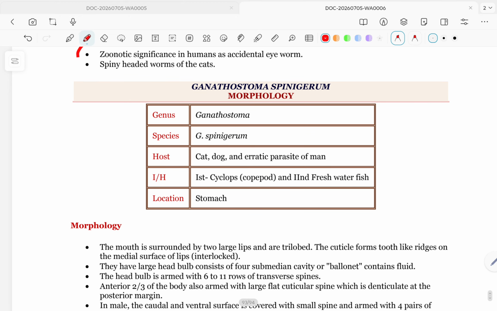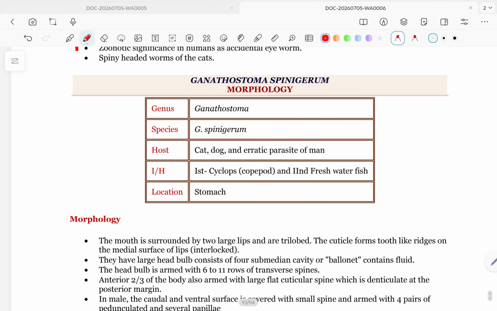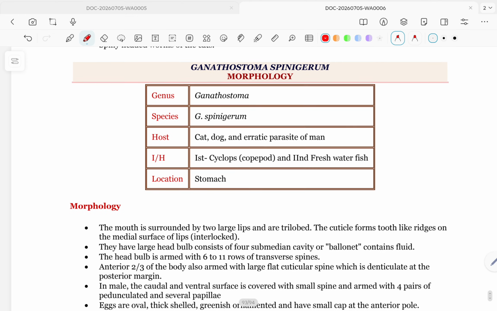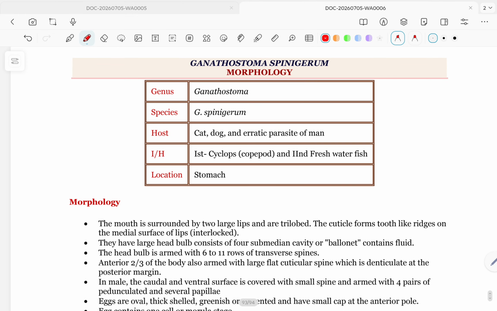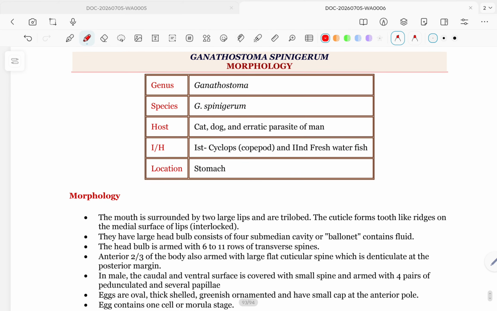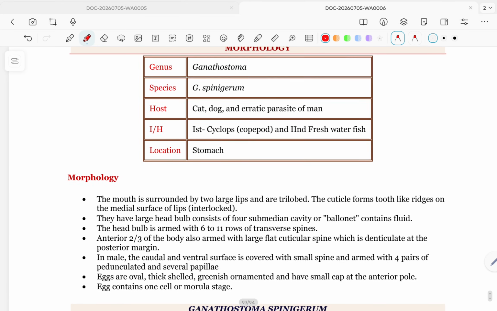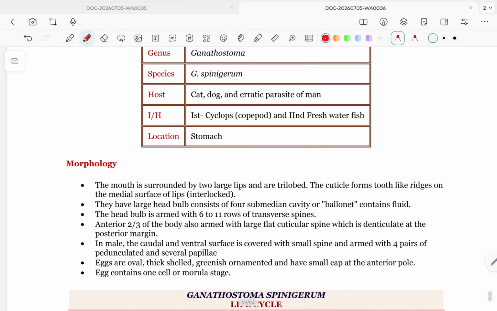Gnathostoma spinigerum. Morphology: genus Gnathostoma, species Gnathostoma spinigerum. Hosts: cat, dog, and erratic parasite of man. Intermediate hosts: first Cyclops, a copepod, and second freshwater fish.